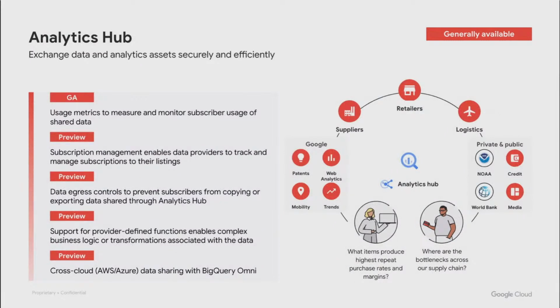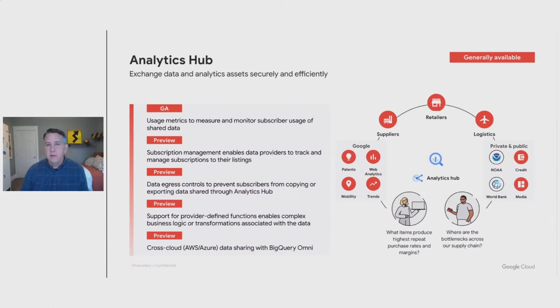Now, traditional security and governance works really well within a single organization, but sharing across organizations has a different set of challenges. And that's why we launched Analytics Hub. This is a new service built on BigQuery that helps organizations unlock the value of data sharing. You can create a rich data ecosystem by publishing or subscribing to data, and these are analytics ready. You don't have to do any additional processing on top of them.